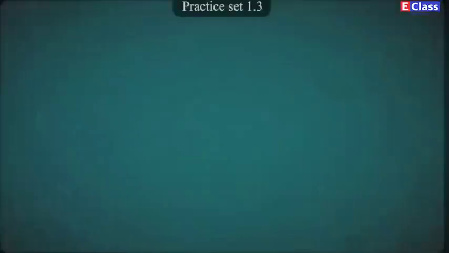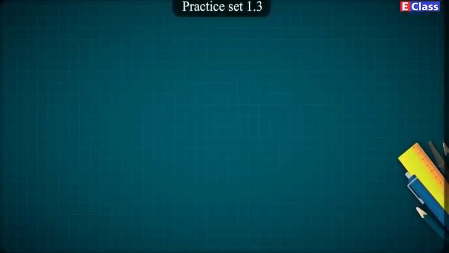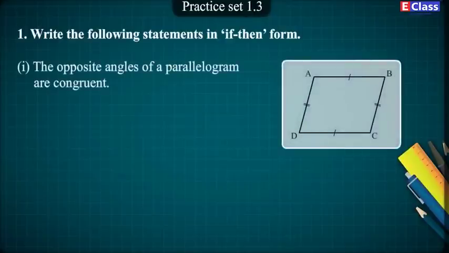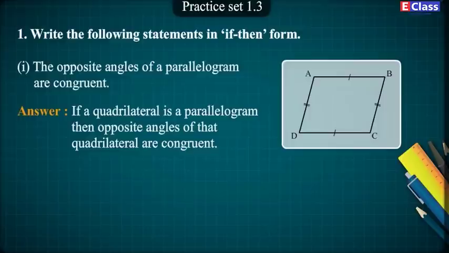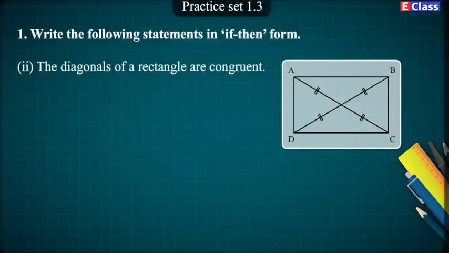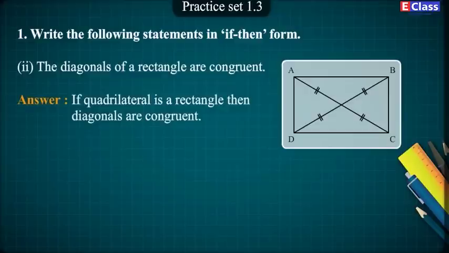Practice set 1.3. 1. Write the following statements in if-then form. 1. The opposite angles of a parallelogram are congruent. Answer: if a quadrilateral is a parallelogram, then opposite angles of that quadrilateral are congruent. 2. The diagonals of a rectangle are congruent. Answer: if a quadrilateral is a rectangle, then the diagonals are congruent.